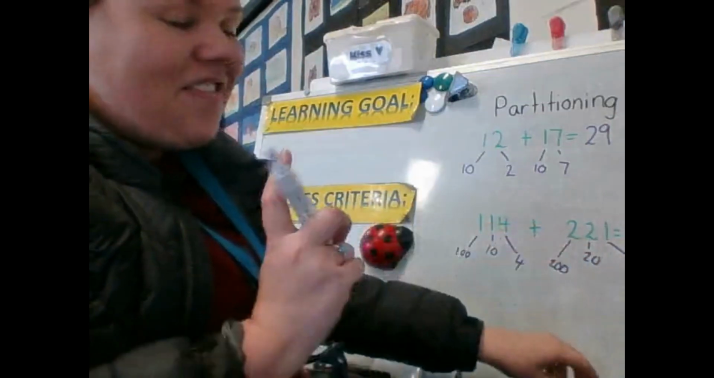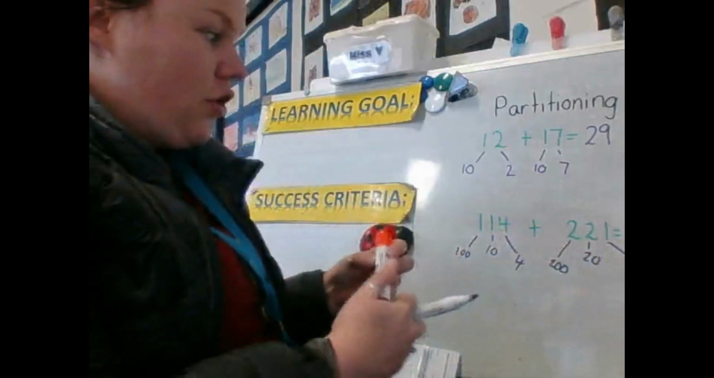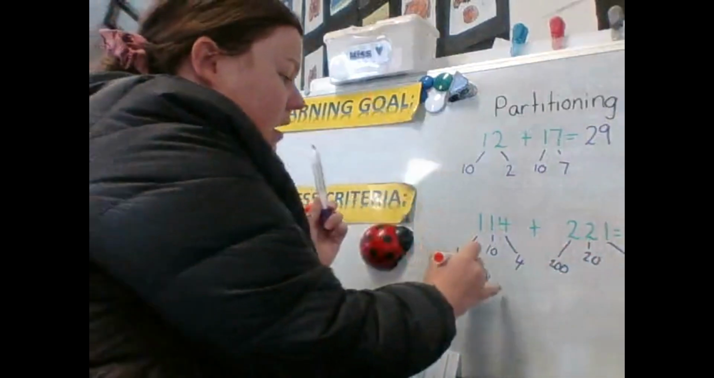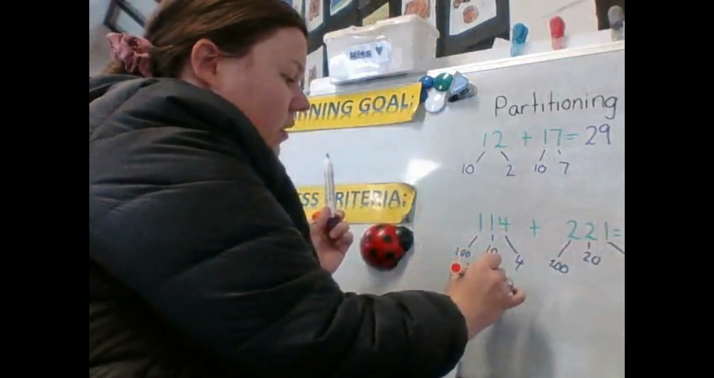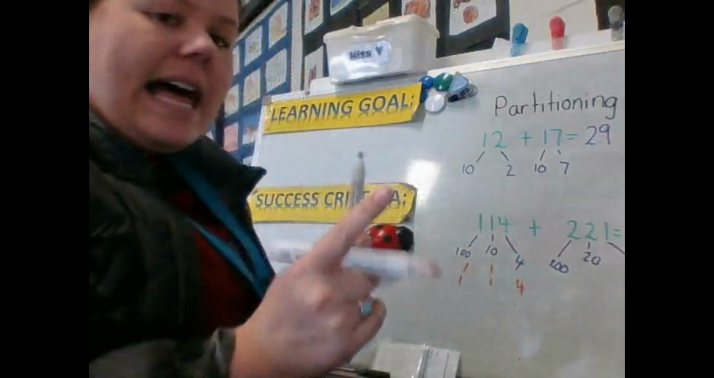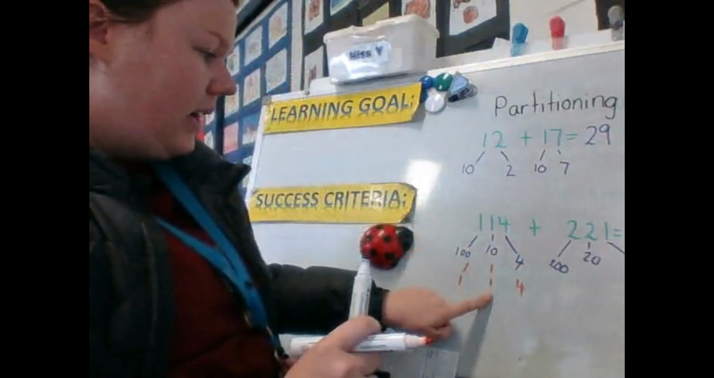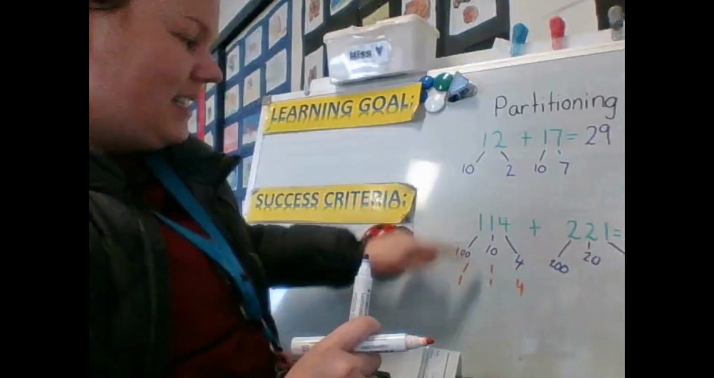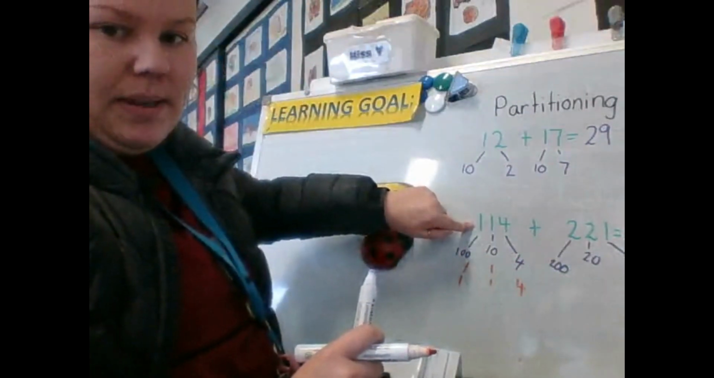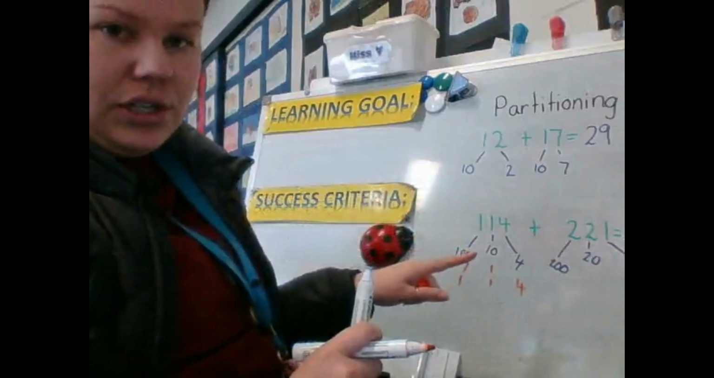If I'd accidentally partitioned them incorrectly, like this is 1, 1, and 4, if I add them together, I'll be able to see really clearly. So 1 plus 1 plus 4 is 6, and that's not my original number. So I know that I've not partitioned correctly.